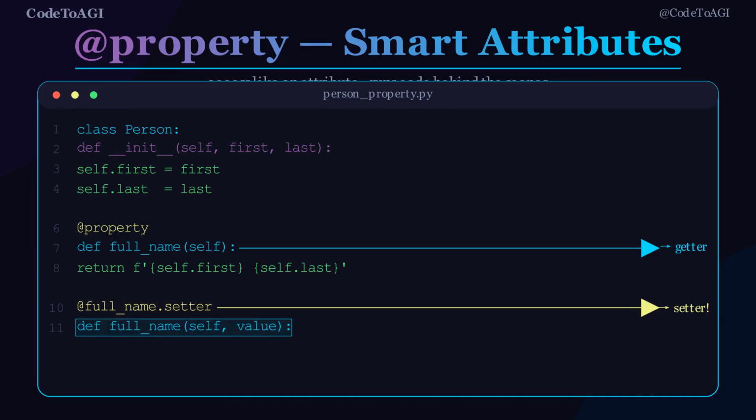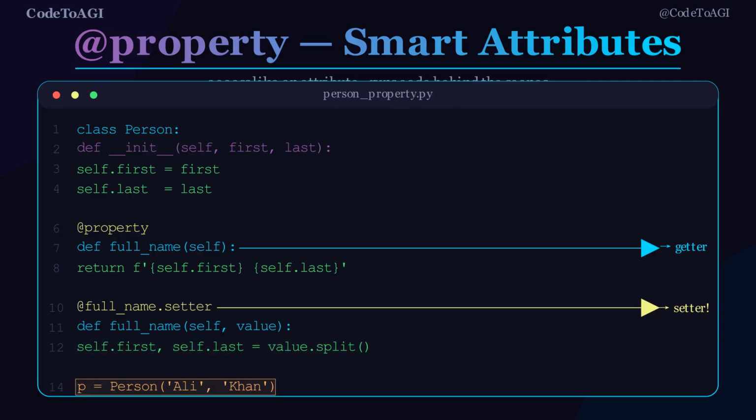The setter uses @fullName.setter above a second method. Split the incoming string and set first and last name separately. Now person.fullName equals Alice Cooper, and both parts are set. Properties protect your data. You can validate before setting. You can compute on the fly. This is one of the most powerful Python patterns.